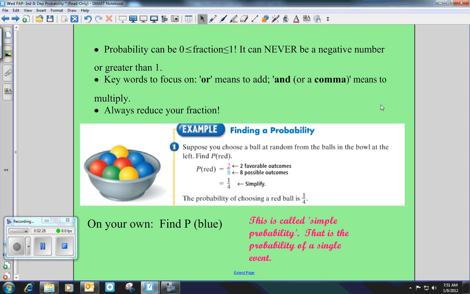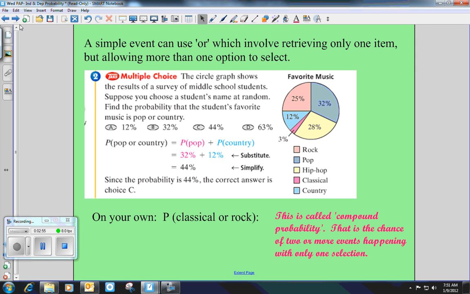So now we're talking about 2 different events that we are going to combine to get our probability of 2 things happening. So for example, just looking at this bowl, the probability of getting blue in this bowl of marbles is 1, 2, 3 out of 8. 3 out of 8 would be the chance of getting blue. And that's called the probability of a single event, or simple probability. What we're going to be looking at today is a little bit more complicated. It's 2 or more events happening.